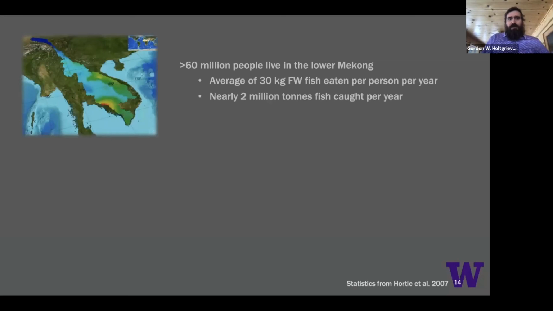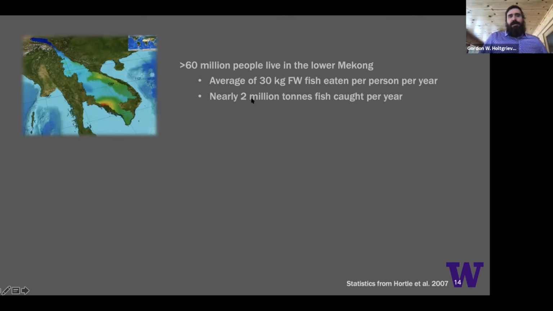All right, so here are some stats to give you an idea of what we're talking about. If you look at the total lower Mekong Basin, we're talking about greater than 60 million people. Their average consumption of freshwater fish is about 30 kilograms per year. That's the highest per capita consumption of freshwater fish globally, in Cambodia. And in fact, this is probably at least half of what reality is.